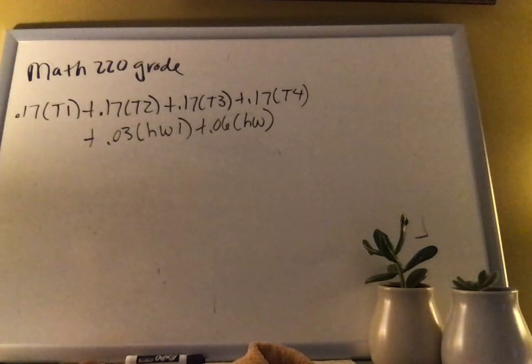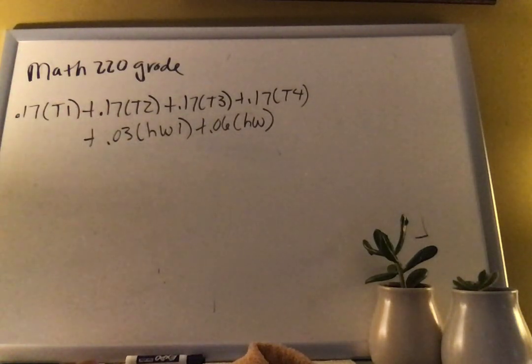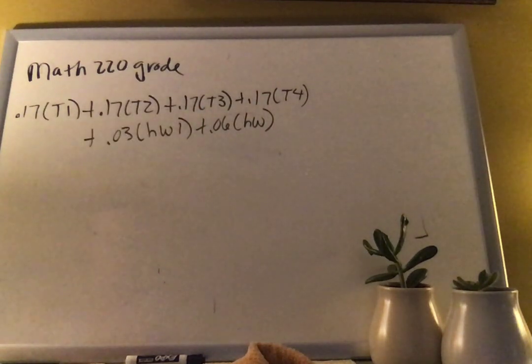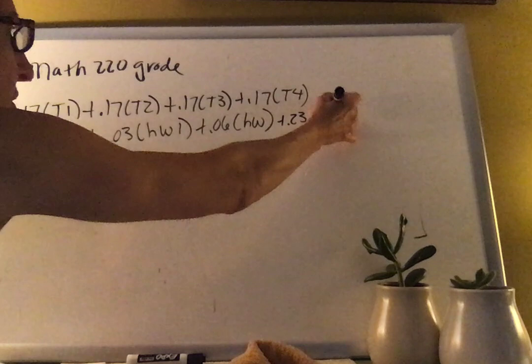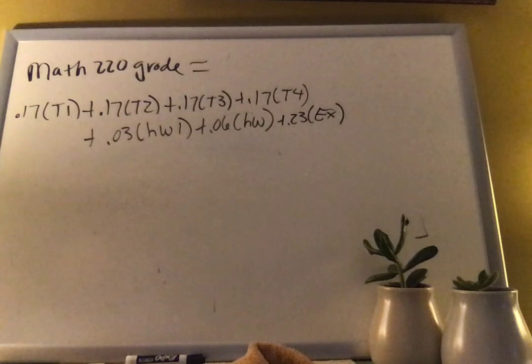One of the most common mistakes for my students throughout the entire semester: 3% is 0.03. 3% is not 0.3. 0.3 is 30%. If I just confused you, you have got to go review percents to decimals, right? And decimals to percents. You're just basically moving that decimal spot 2 places. So that is 3%, that is 6%, that is 17%. And then the final exam, plus 0.23 times the exam. That equals, I'll be lazy, Math 220 grade equals that entire formula.